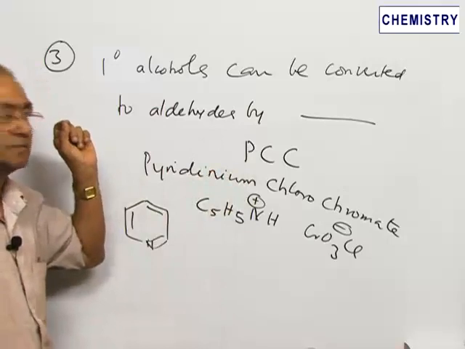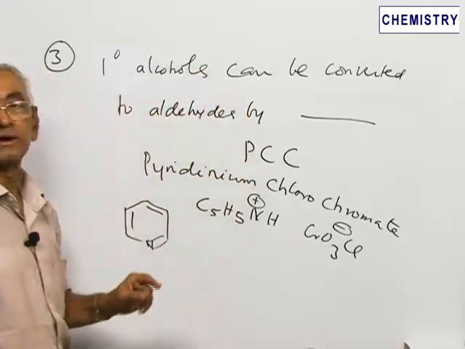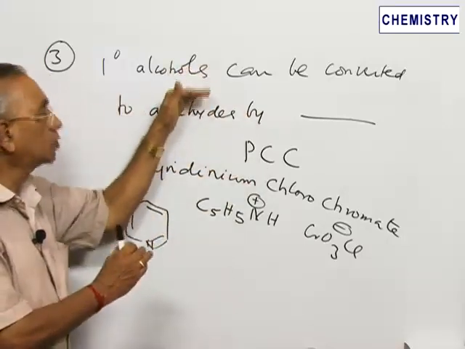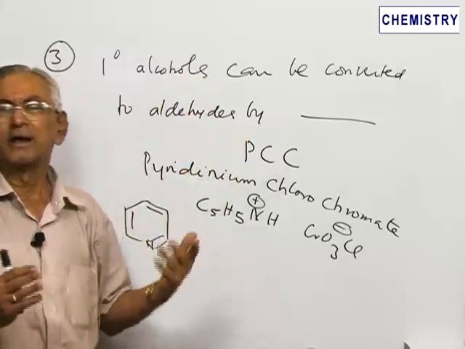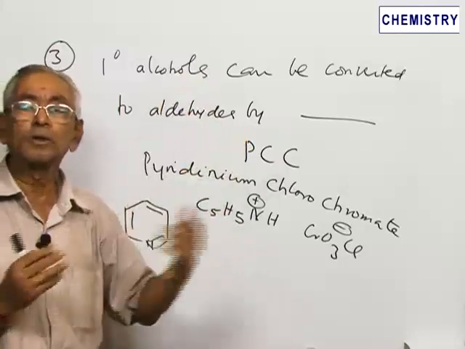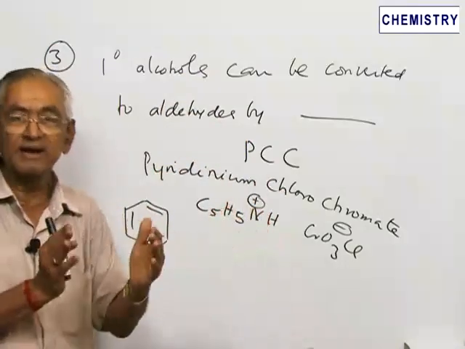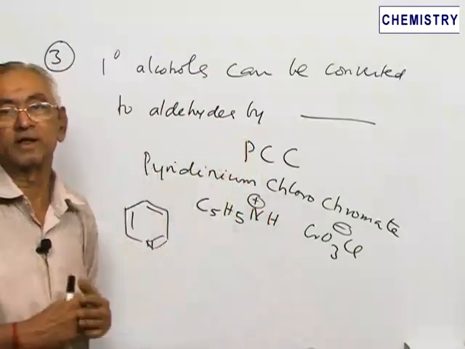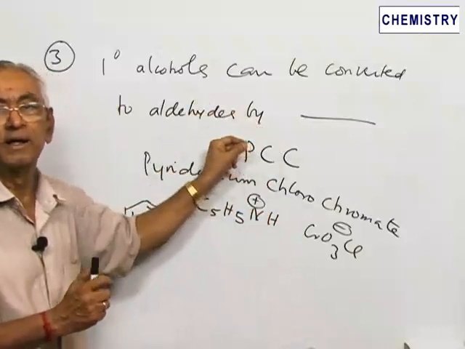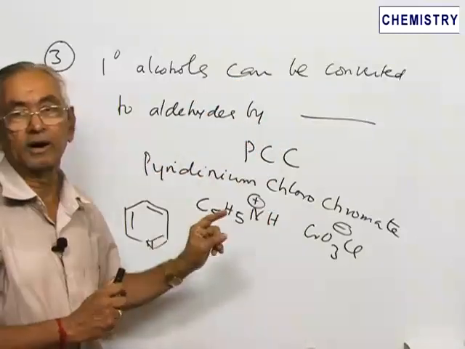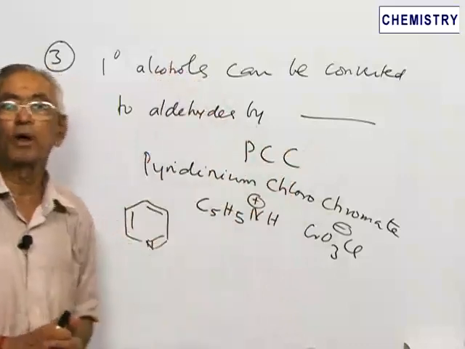PCC is one of the very specific reagents which is used for the oxidation of alcohols to the aldehydes. It does not proceed further. Normally, when you use acid permanganate or even dichromate, probably all those oxidizing agents, they are not specific. They will not stop at the aldehyde stage, because aldehyde is an intermediate and can be further oxidized. Therefore, they are not very specific reagents. This is a very specific reagent, and the specificity of this reagent is more important. It is not used for general purpose oxidation. It is only used for the oxidation of primary alcohols to aldehydes.